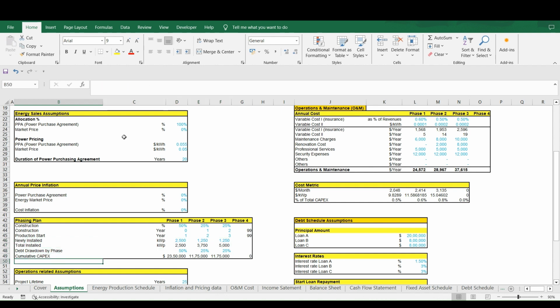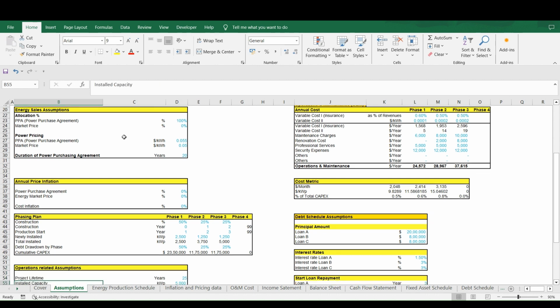Here we have the debt drawdown by phase. So how much debt we are going to take phase wise is being mentioned here. So this is the cumulative capex. This value has been calculated. So the blue ones you're seeing are the assumptions, and the dark or black ones are the calculated values.